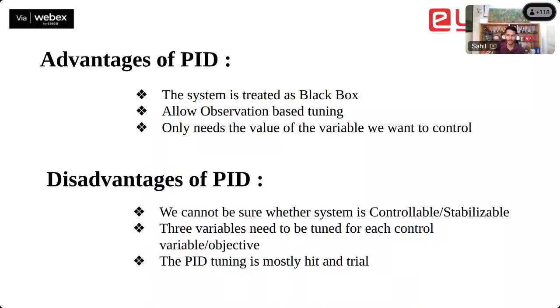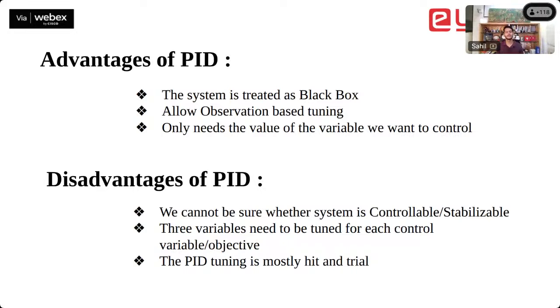But as you see, everything has its pros and cons. The disadvantages are that we cannot be sure whether the system is controllable or stabilized. We need three variables to be tuned for every controller. Considering your KP, KI, and KD, all three values have to be tuned if you are using all three together. You can't just go with one of the values. You have to go with all three.